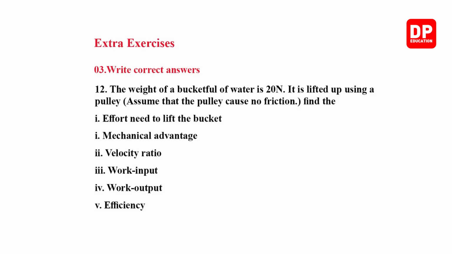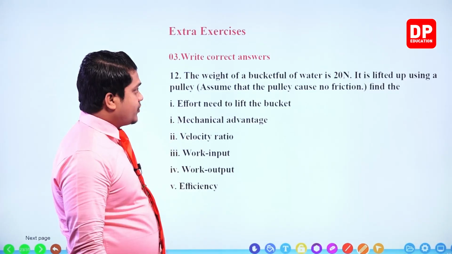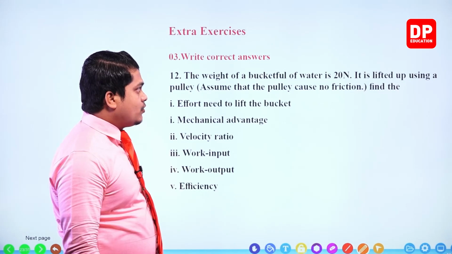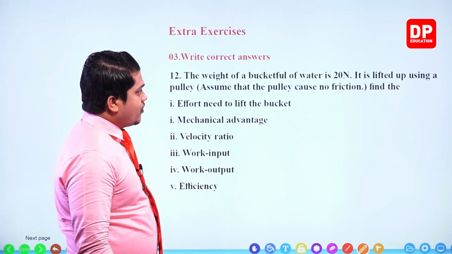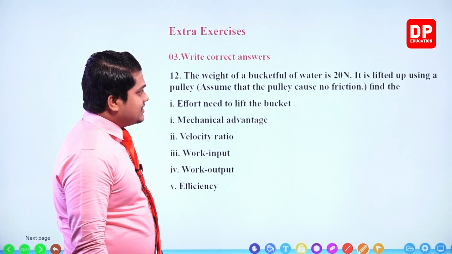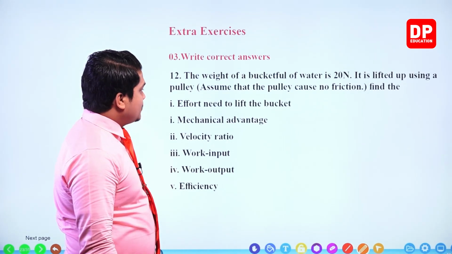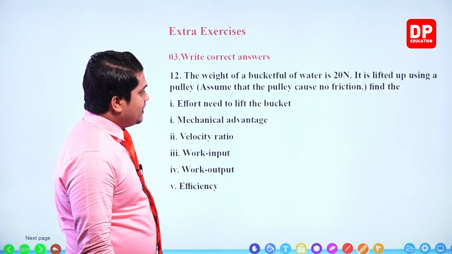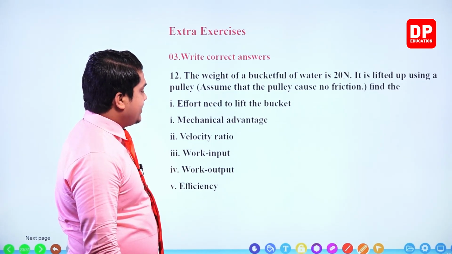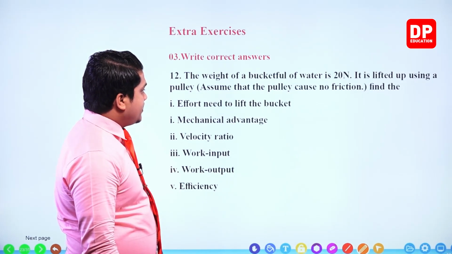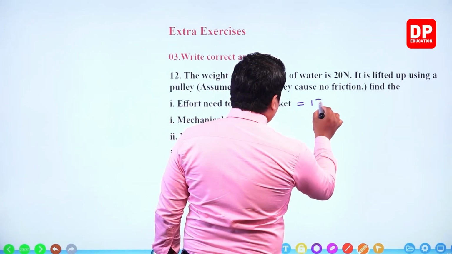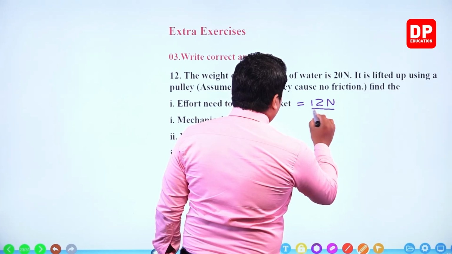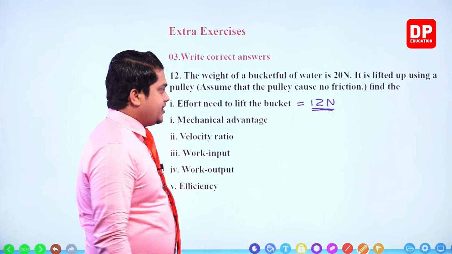Right, my dear children. Then the question number 12. So question number 12 is reflecting about a pulley. Let's see. The weight of a bucket full of water is 20 Newton. It is lifted up using a pulley. Assume that the pulley causes no friction. Find the effort needed to lift the bucket. Very simple. 12 Newton. Even we have experimented this thing, my dear children.